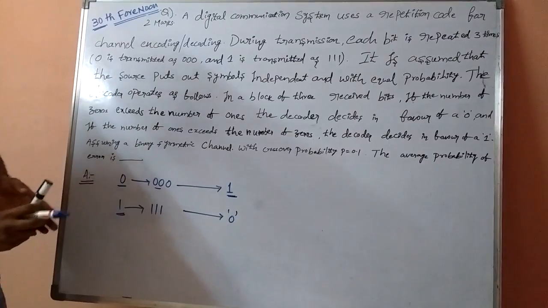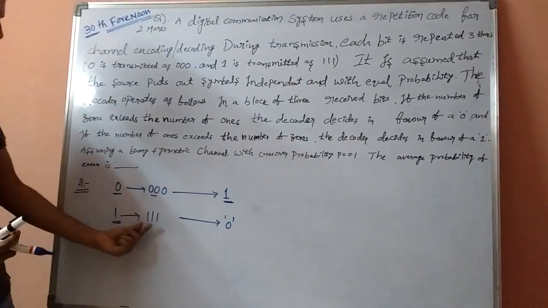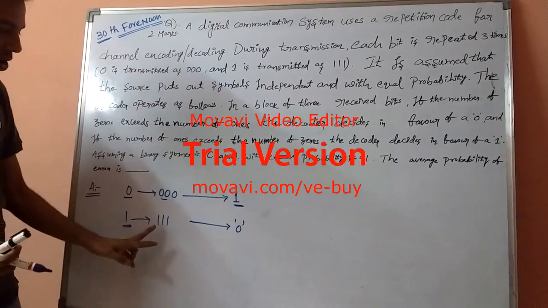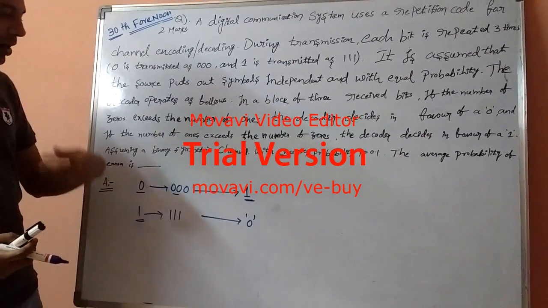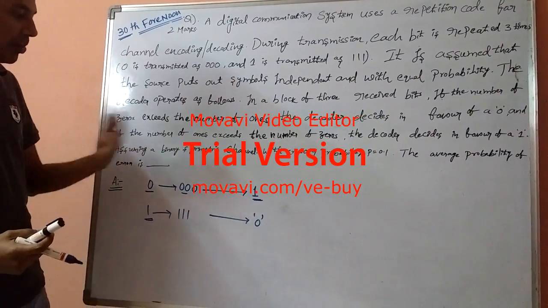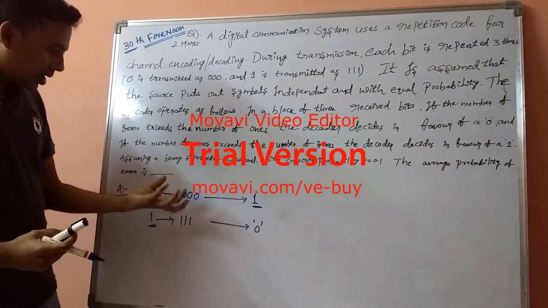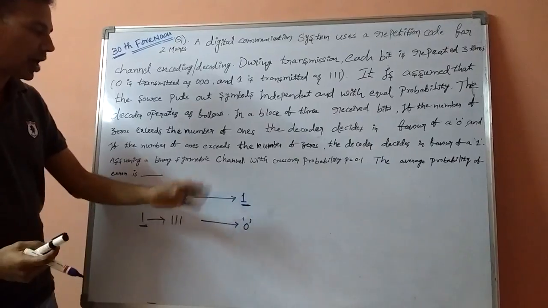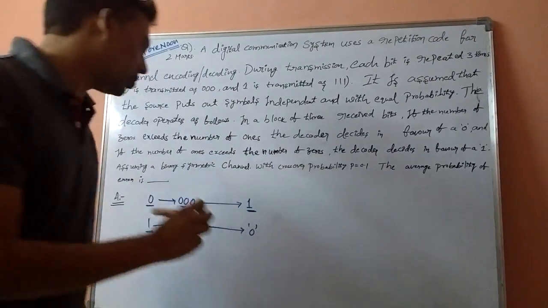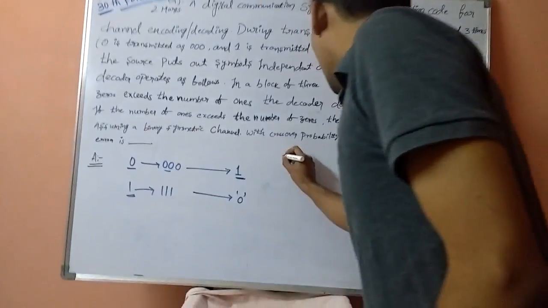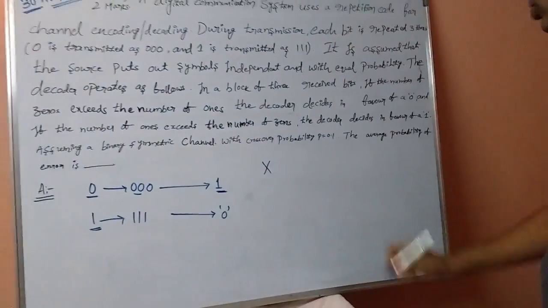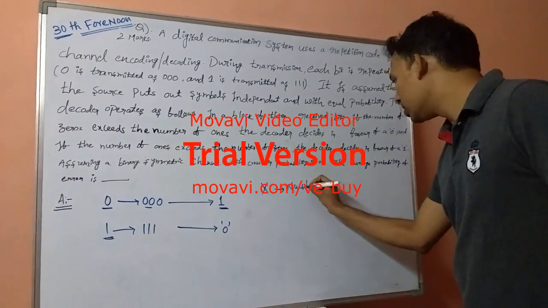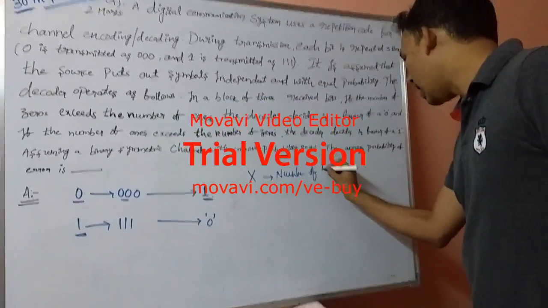Similarly, if we are transmitting 1, out of these 3 ones, at least 2 ones have to be converted into 0. Then the majority of bits in the received word is 0, so the receiver decodes it as 0. Now I am considering a random variable capital X, which is the number of transition bits.